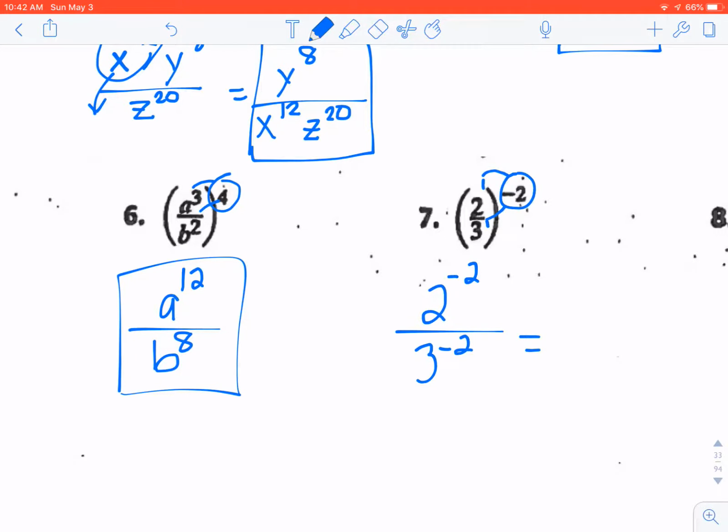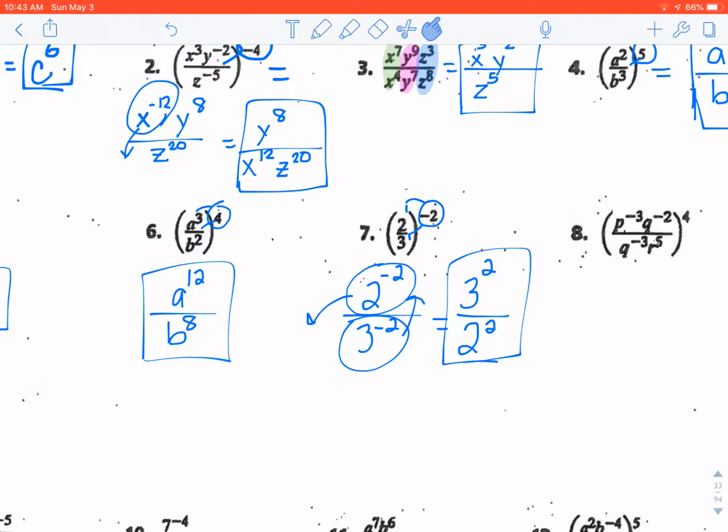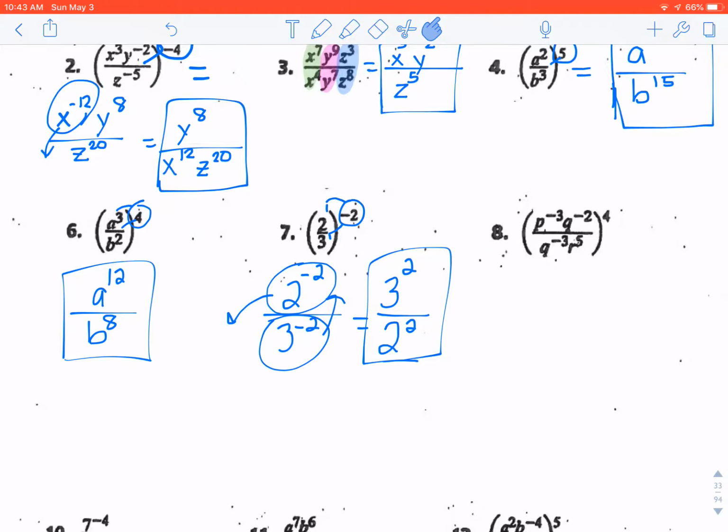Okay, once you get rid of your parentheses, our step 2 always tells us get rid of negative exponents if there are any. So 3 to the second becomes positive, moves to the top. 2 to the -2 moves to the bottom, becomes positive. We're keeping our answer in exponential form, so we're done at that point. 3 to the second over 2 to the second.